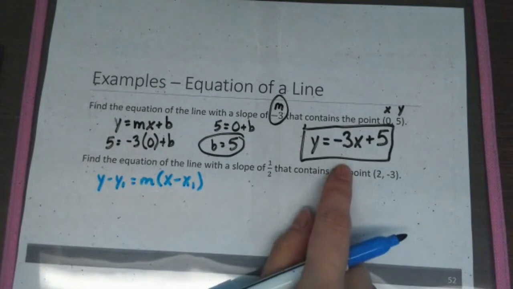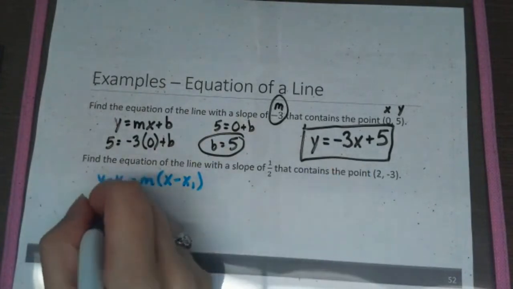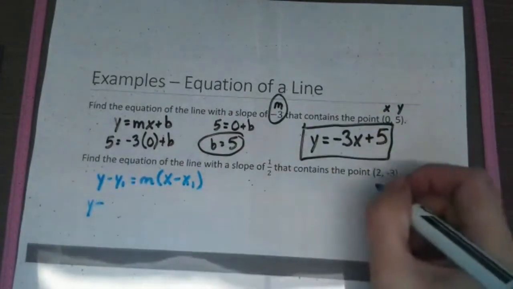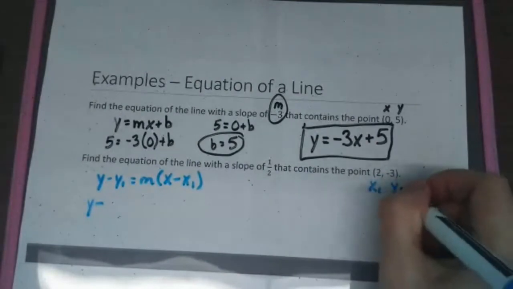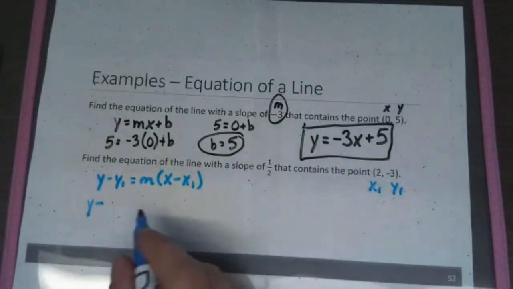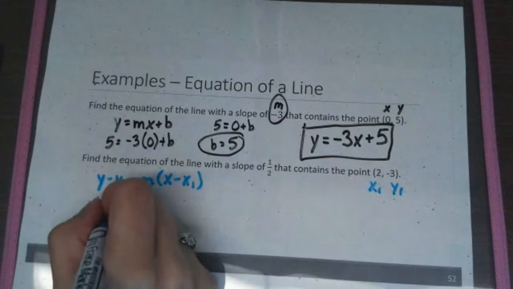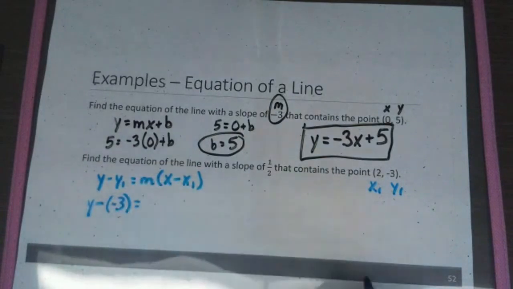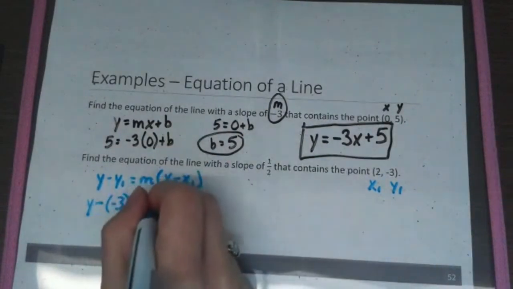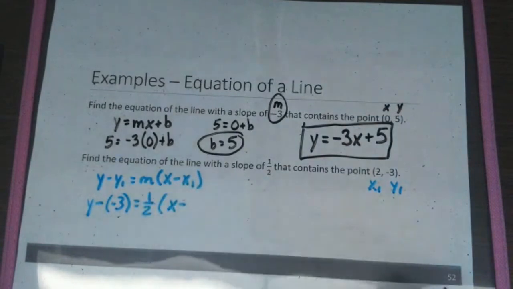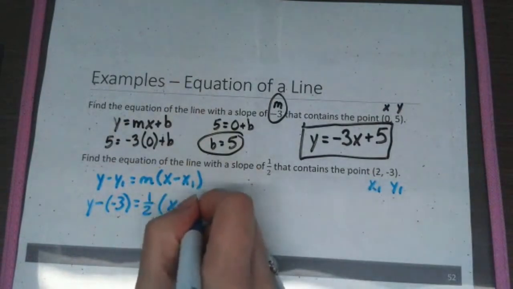So I'm going to start by plugging in my values. y minus, this point is going to represent my x1, y1. So I'll have y minus -3 is equal to my slope 1/2 times x minus my x value of 2.